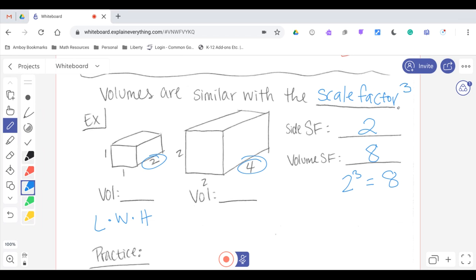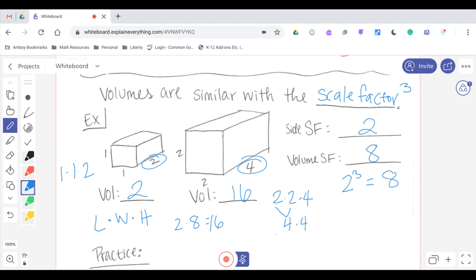There should be a change of times 8 in the volumes, and let's test that out. So in my first one, if I take my volume and I do 1 times 1 times 2, that'll give me a volume of 2. So if I take 2 times 8, I should get 16 for this volume, but let's test it out. So I'm going to have 2 times 2 times 4. 2 times 2 is 4. And times that 4 is 16.